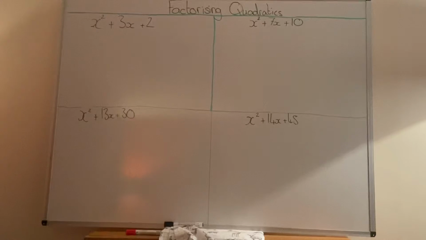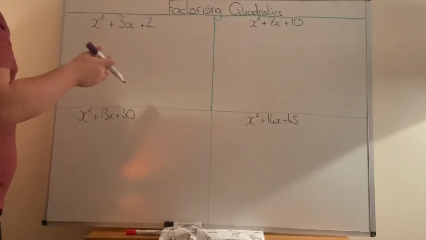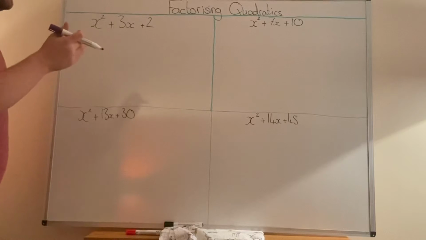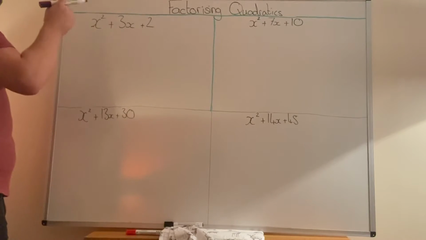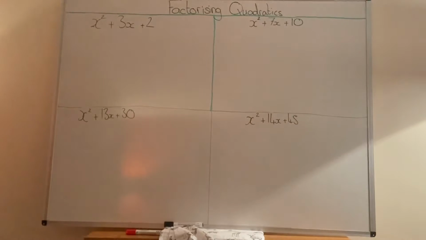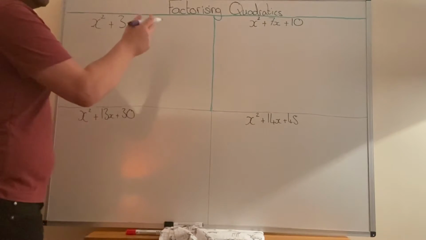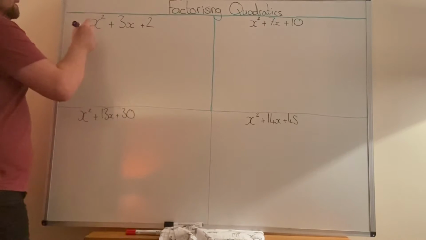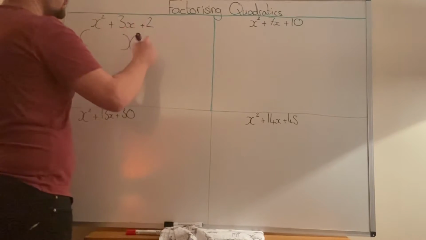Factorising quadratics. Now last week we looked at expanding brackets, so we got rid of the brackets. Today we're looking at putting the expression back into brackets. So we're aiming to finish what we started with last week. Now when you get something like this, you'll always have two brackets.